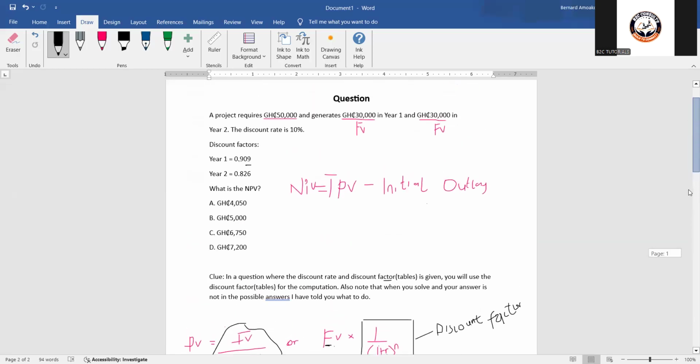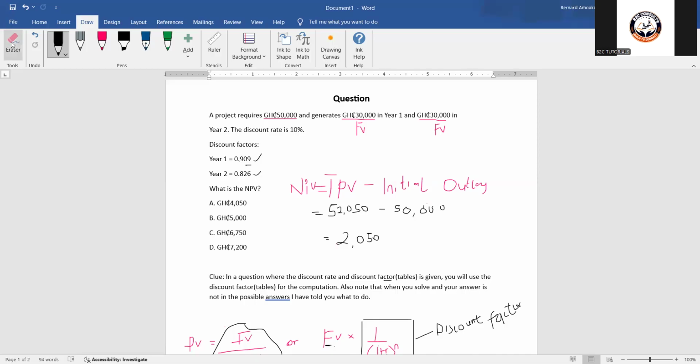Now, if this is the figure for the total present value, it means we take our initial investment of 50,000 from the total present value. The total present value is 52,050, and our initial investment was 50,000. When I take 50,000 from 52,050, my final answer for NPV will be 2,050. Okay. Now, this is when we have been given a discount factor in the question.